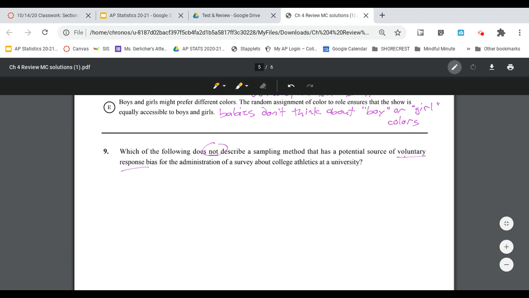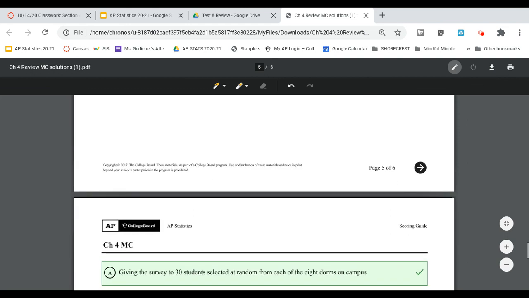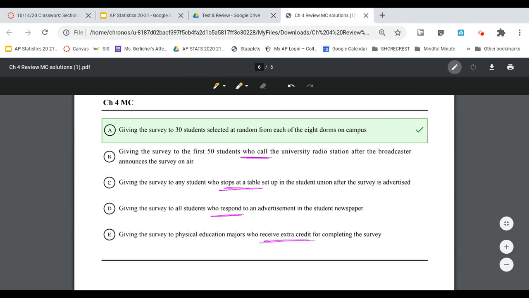9. Which of the following does not describe a sampling method that is a potential source of voluntary response? So which one is not voluntary response? A is not, because they're saying they're giving it to 30 students and they didn't say anything about not getting them all back. Oh, that's non-response. I got that mixed up with non-response for a second. So for A, they are randomly selecting the people to give the survey to. So they didn't have a chance to volunteer for the survey. You either are in or out.